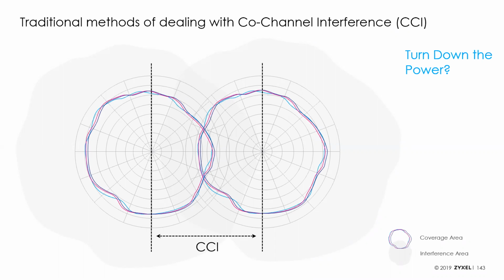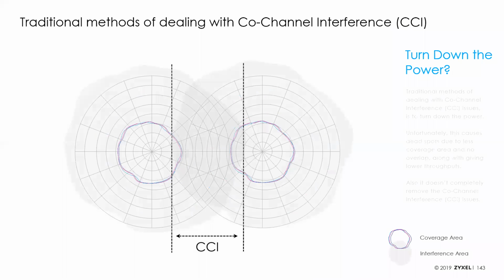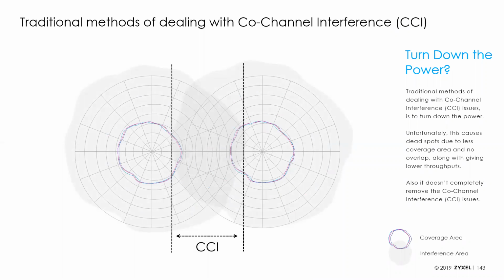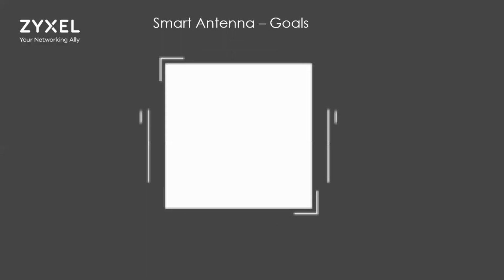So then what you would do is you would lower the power to try to reduce the reach of each individual AP to keep them from overlapping with each other, which is great. It helps reduce co-channel interference, but it also lowers your signal-to-noise floor. So instead of having low performance because of co-channel interference, now you've got low performance due to poor signal-to-noise ratio. So smart antenna solves that for you.